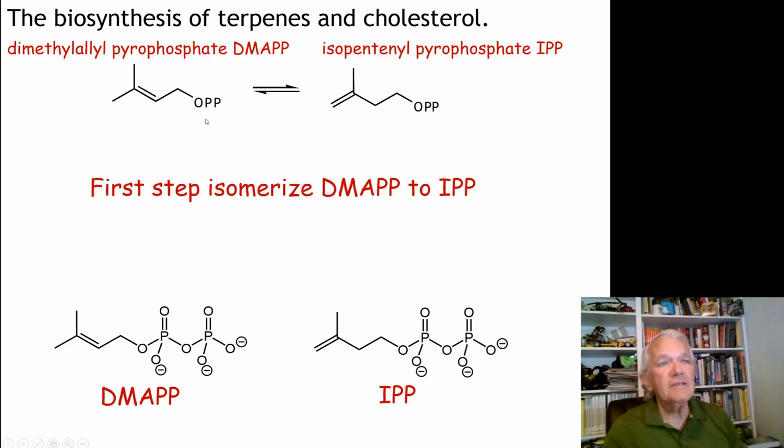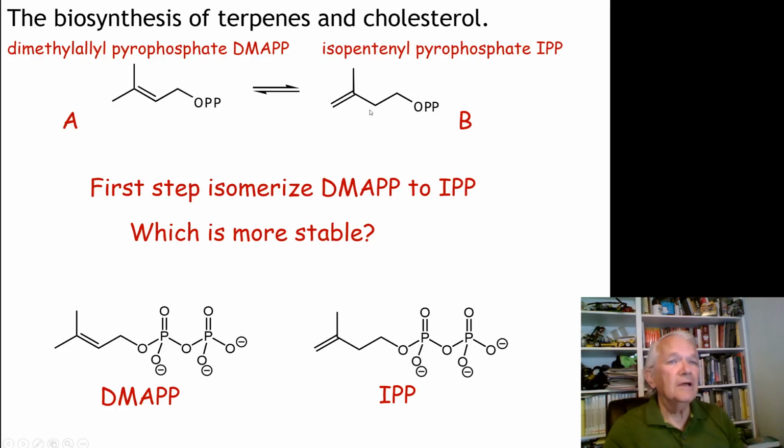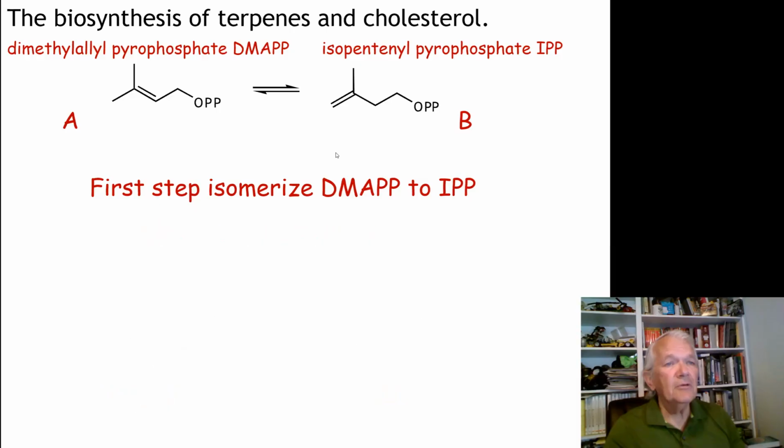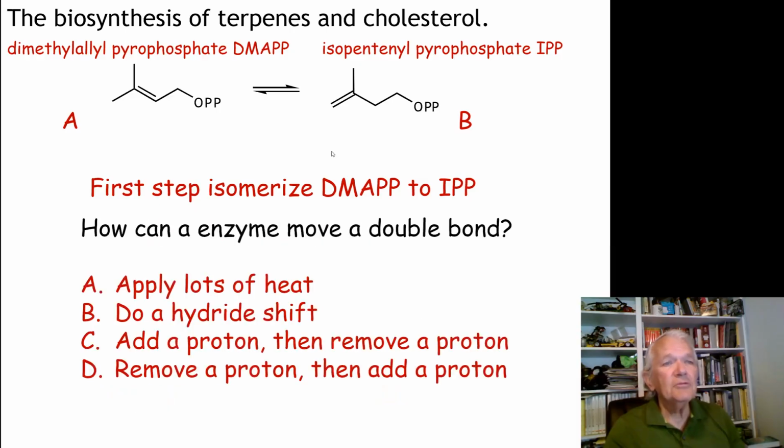So anyway, let's look at this. The first step is to isomerize one of these to the other, and of course, which is more stable? Well, you all know this. The internal alkene is more stable, more substituted. So this is actually energetically going uphill. So to power this reaction, it has to be coupled to something else. So it's an uphill reaction. And how do you suppose you do this in a biological cell? How would an enzyme do this? Is an enzyme going to apply lots of heat?